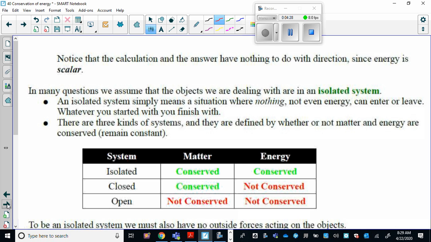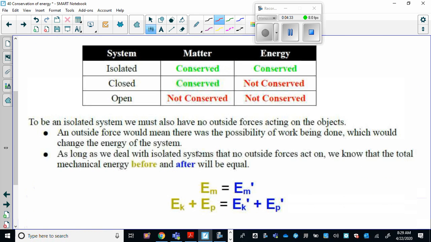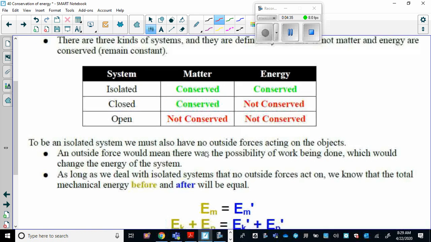Onward. So the next part of the lesson talks about types of systems. And in Physics 20 and 30, we're only going to be dealing with one type of system, and that is this one here, an isolated system. And in an isolated system, matter is conserved and energy is conserved. When you get into university physics, you'll talk about closed systems and open systems where things are not necessarily conserved. But for the purpose of Physics 20 and 30, energy and matter are always conserved. So we only need to worry about isolated systems.